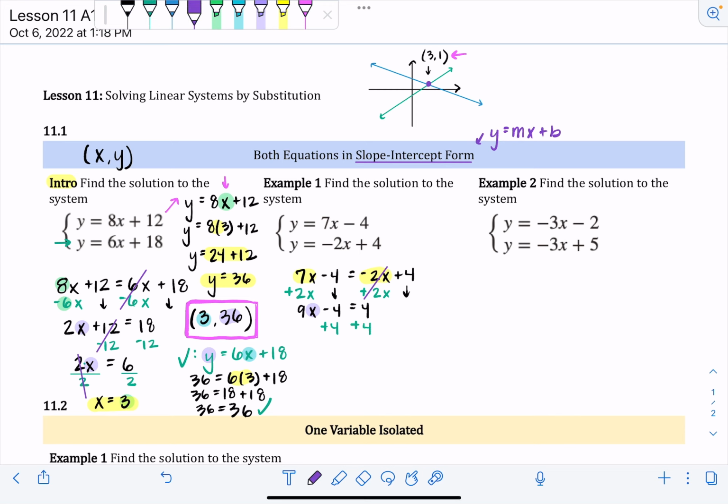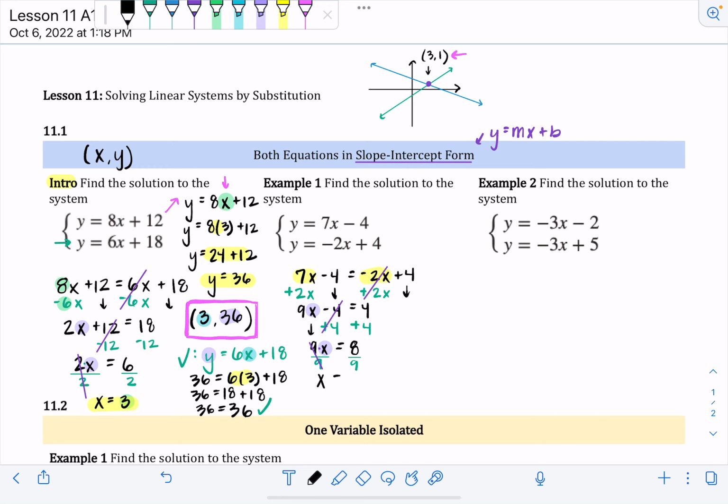And then I would bring down my 9x. And then negative 4 plus 4 is 0, so that goes away. That's what we wanted to do, just cancel it out. And then 4 plus 4 is 8. And then still same goal, trying to get x by itself. So if I have a 9 times x and I want to get rid of the 9, I would have to divide both sides by 9.